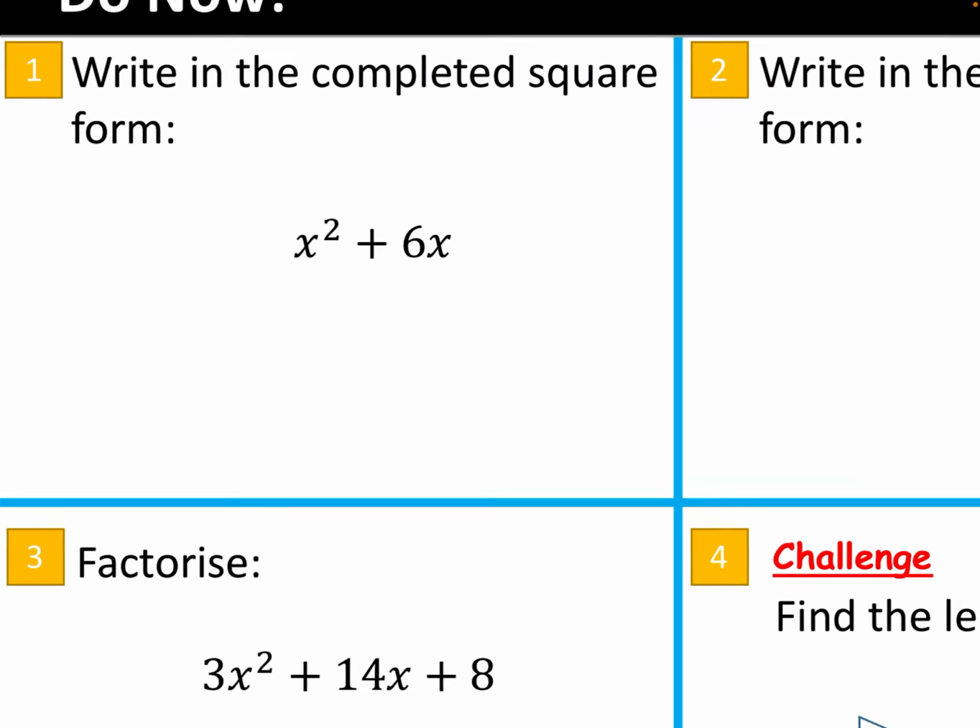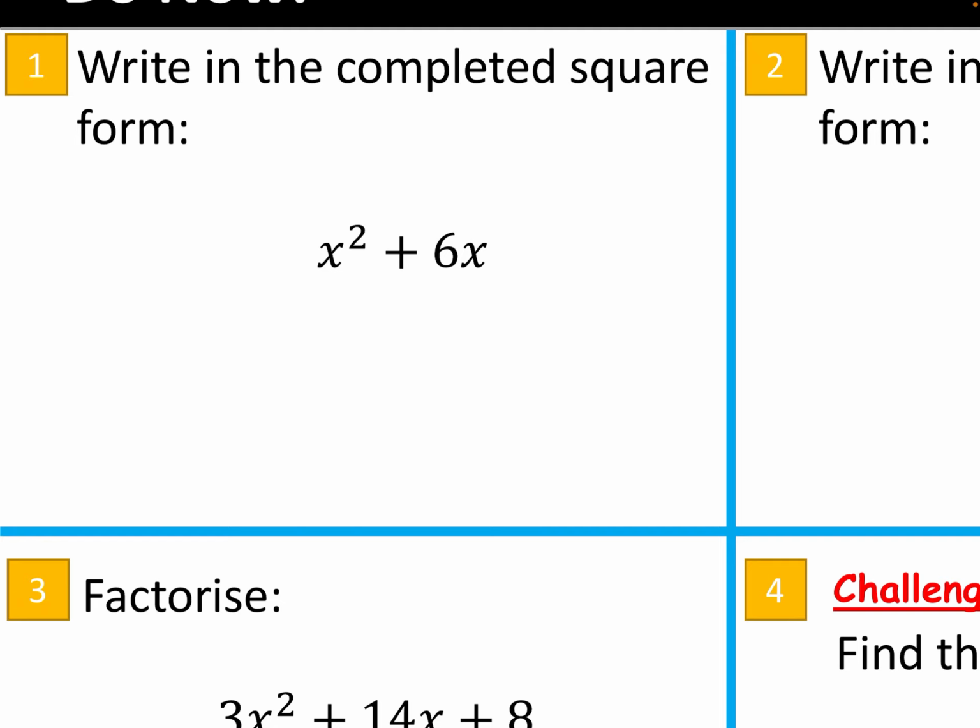Welcome back. For question one, I do want to go over questions one and two because they're going to help us with today's lesson and they're exactly what we did yesterday. When we're writing in the completed square form, that means we're writing it as x plus a number, squared, and then subtract another number. We're going to continue looking at that form today, but the expressions we start with will be a little bit more complex. To turn this format into the completed square format, we start by halving this number and putting that in the bracket with the x and squaring it. We then take this number here and square it, which gives me 9, and we subtract that.